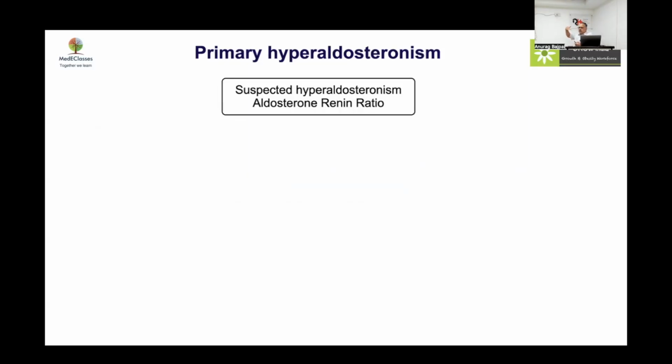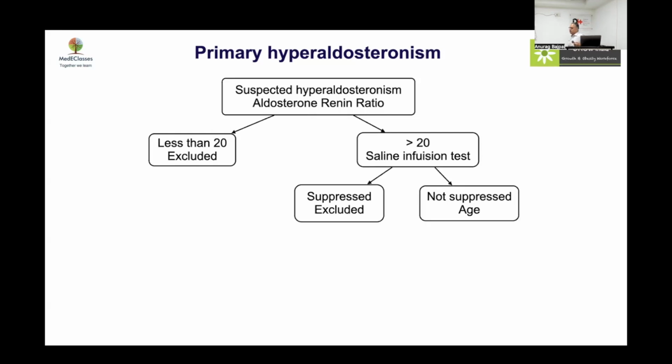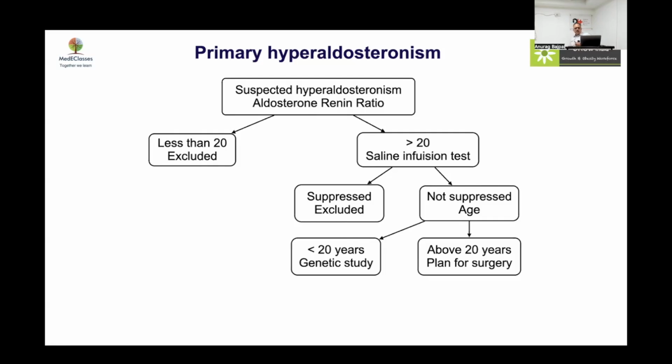In more older individuals, particularly let's talk about adults, here you should look at the aldosterone-renin ratio. If it's less than 20, primary is out. More than 20, you can do a saline infusion test. If it's suppressed, again it's ruled out. Not suppressed, somebody who is planning for surgery, you have to start thinking of doing further evaluation.